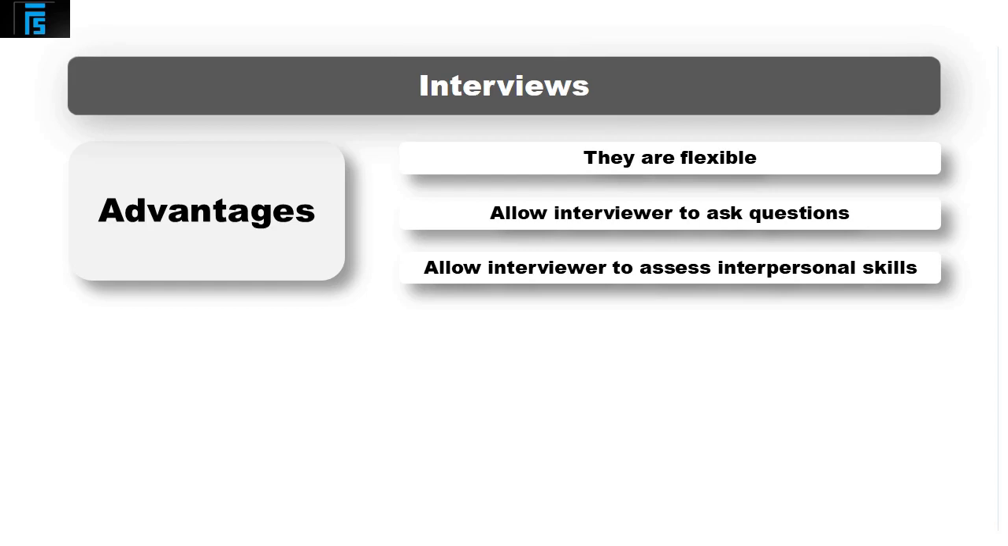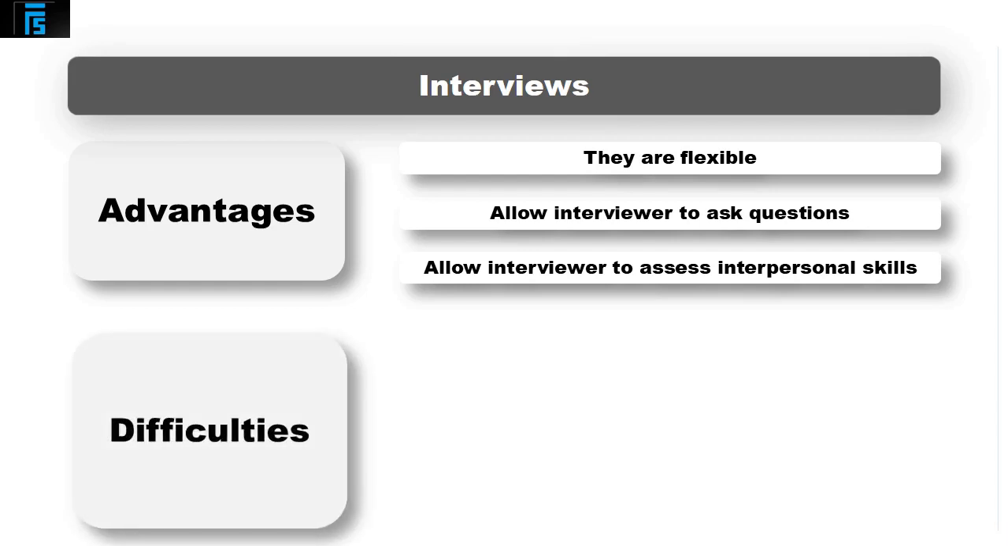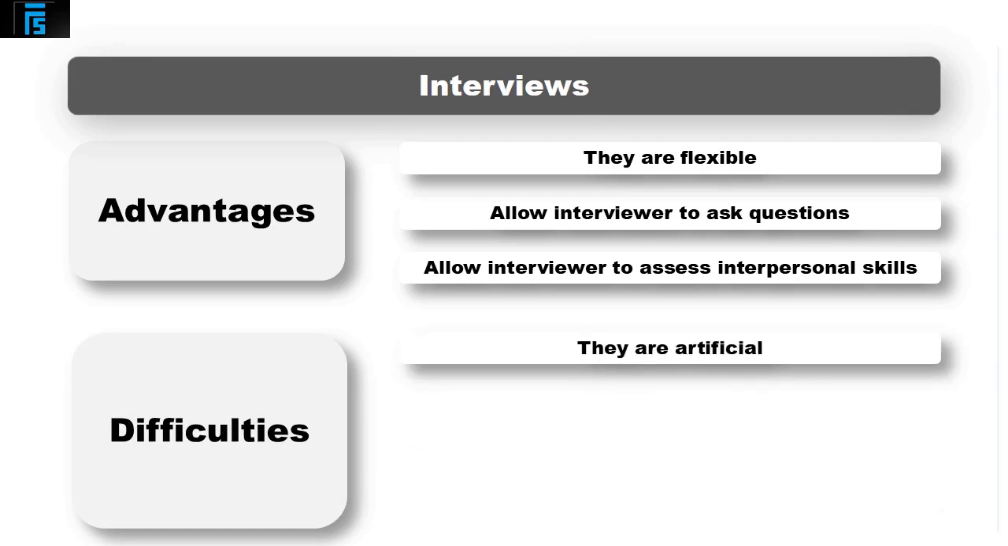There are, however, some difficulties with doing interviews. By their very nature, they are artificial. It is very rare in your working life that you are ever sitting down and having a one-to-one talk with your boss. It doesn't actually happen that often. It also is not necessarily particularly useful in certain circumstances.